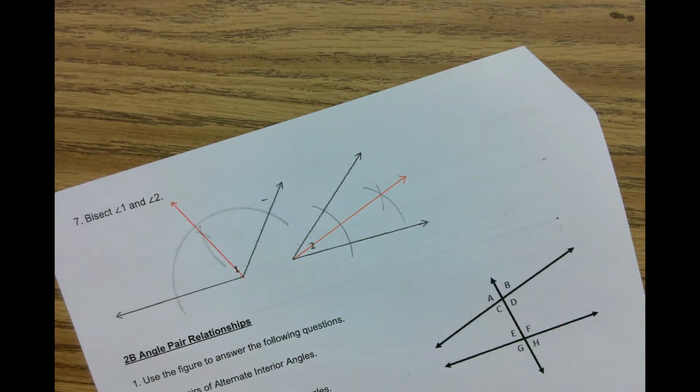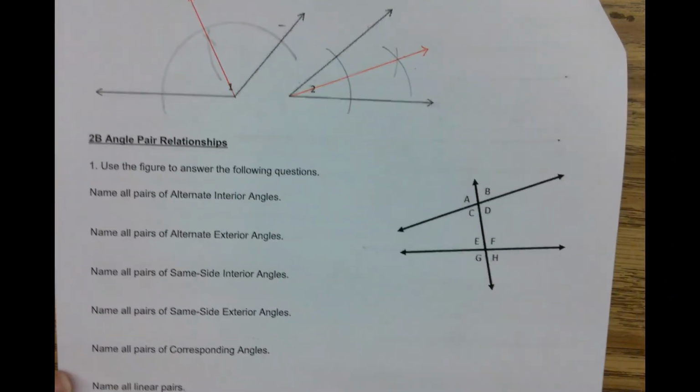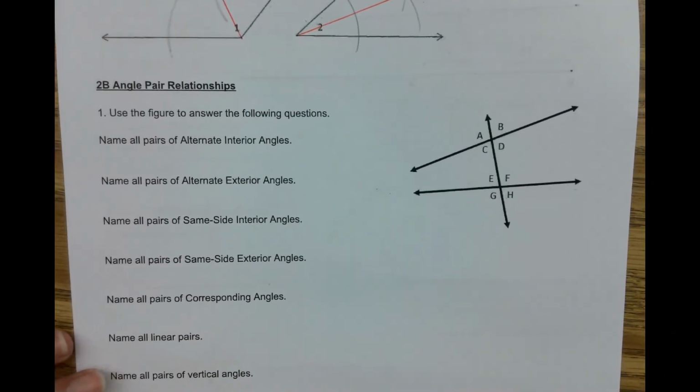Now let's move on to 2B, angle pair relationships. Here it's going to ask for all pairs. I'm not going to do that just because of time. So I'm just going to do one of each so that you can see the example, and I can highlight it. It's going to ask for all pairs, and I'm checking for all pairs here, but I'm just going to do one of them. One of each. We're going to start with alternate interior angles.